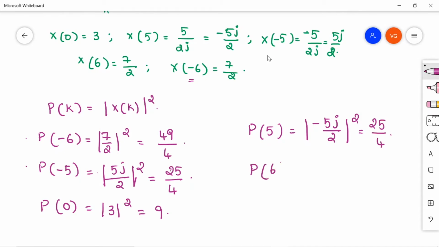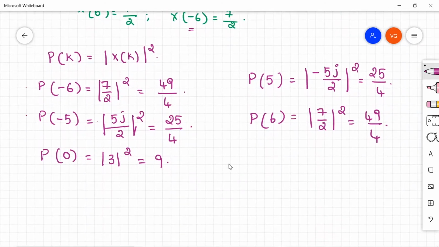Also P of 6 is the X of 6 term, that is also 7 by 2 only. So 7 by 2 whole square is 49 by 4. So this is the power that is contained in each individual term.